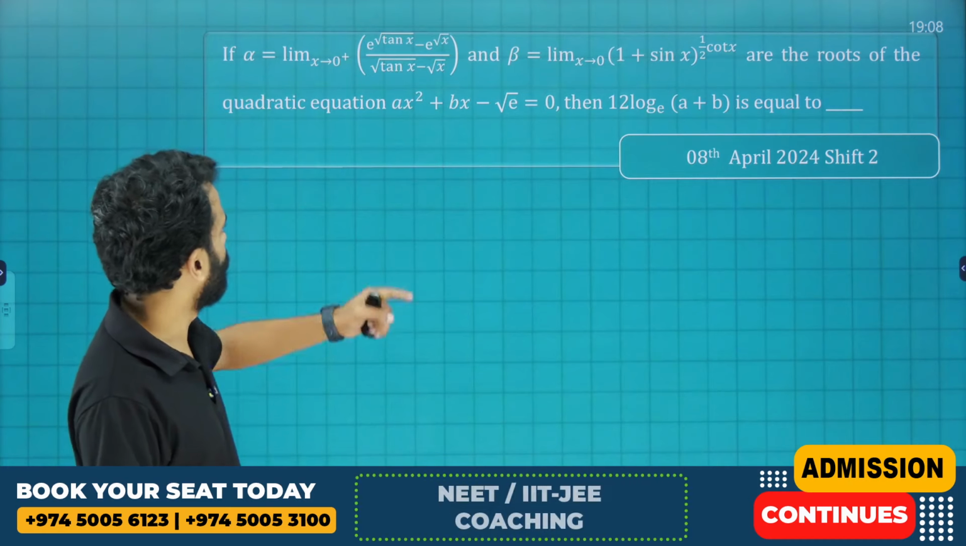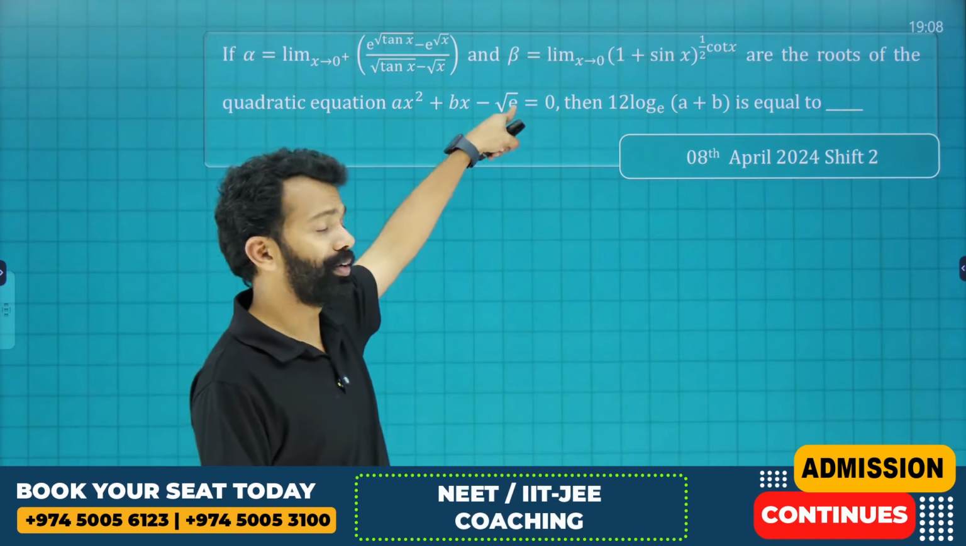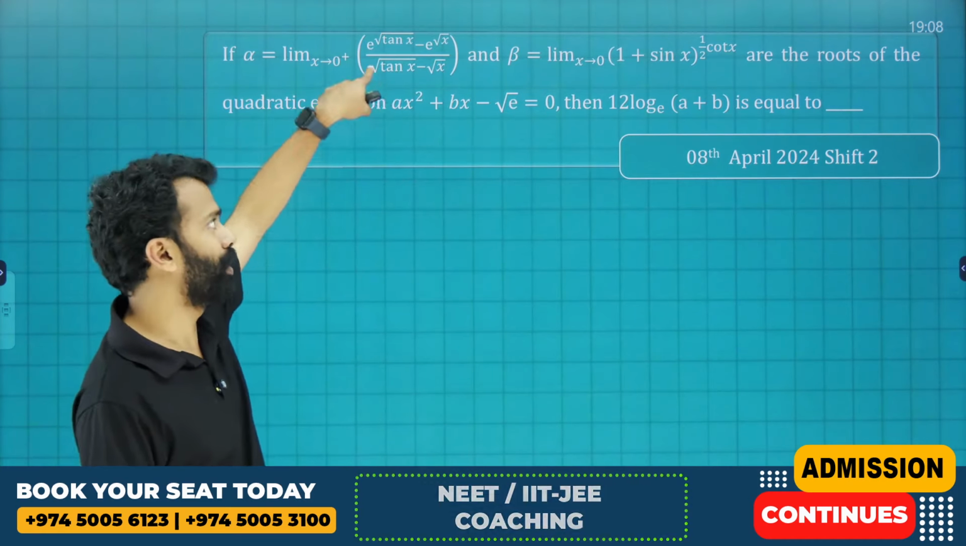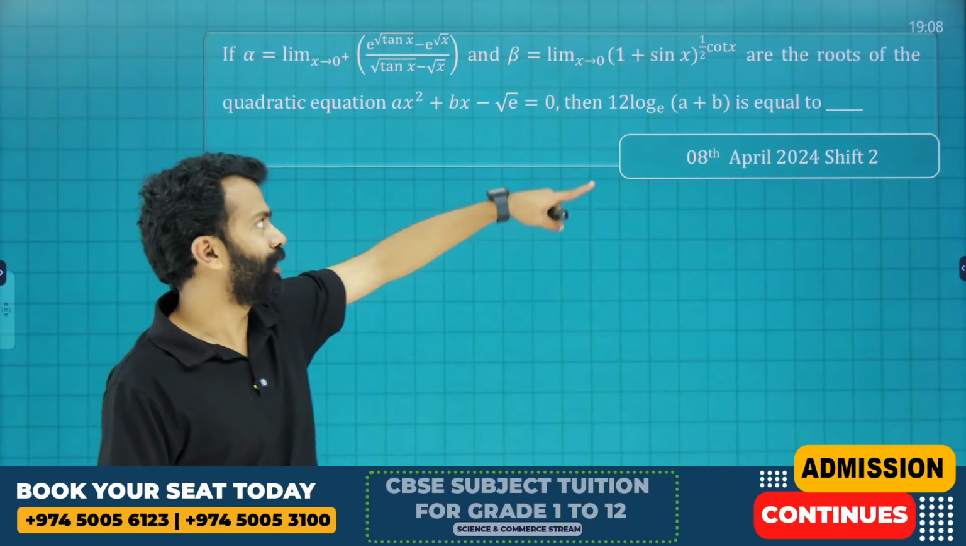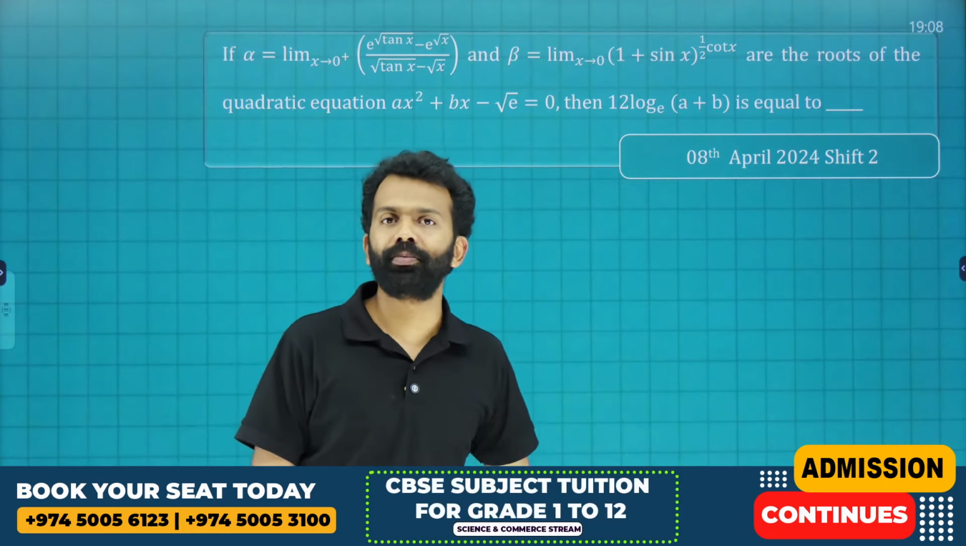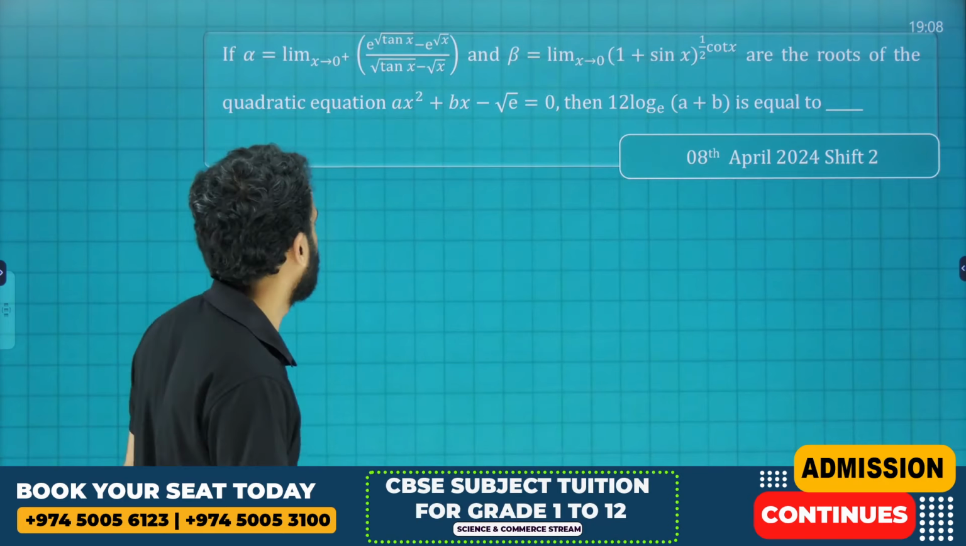You need to find a and b. Alpha and beta are the roots of this quadratic equation. Again, a question connected through limits and quadratic equations, and then you need to find the value of 12 into log (a plus b) to the base c. Very easy and doable one.